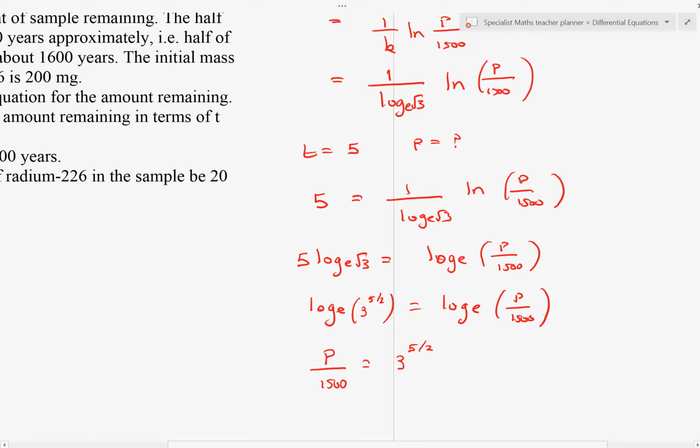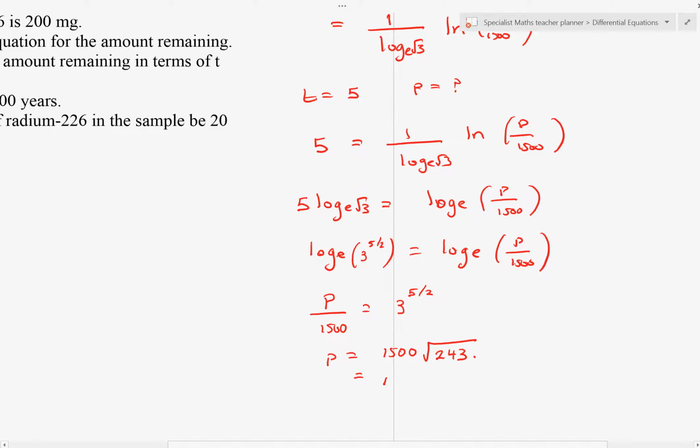Now 3 to the power of 5 from memory is 243, the square root of 243. So P is equal to 1500 times the square root of 243. So this would make sense. What's the square root of 243 roughly? 9 root 3. Yeah? So that's 9, so P is 13500 root 3. There you go, we've just done that by hand.